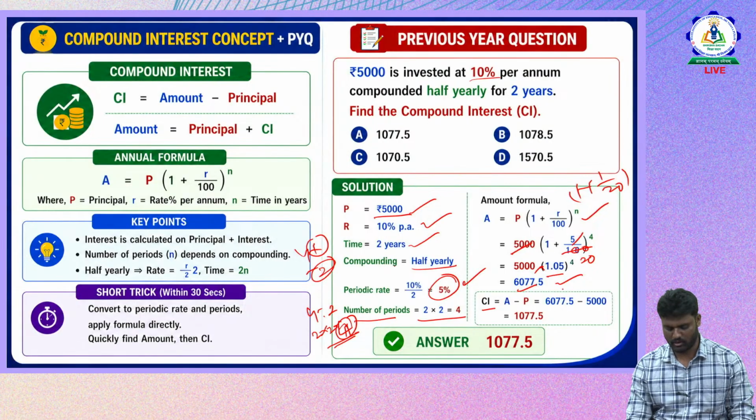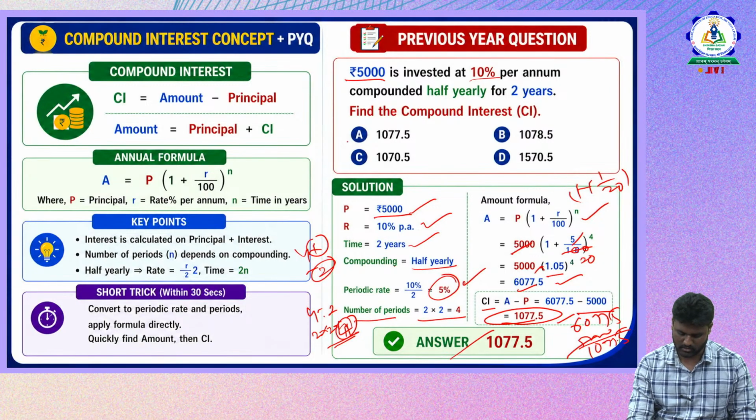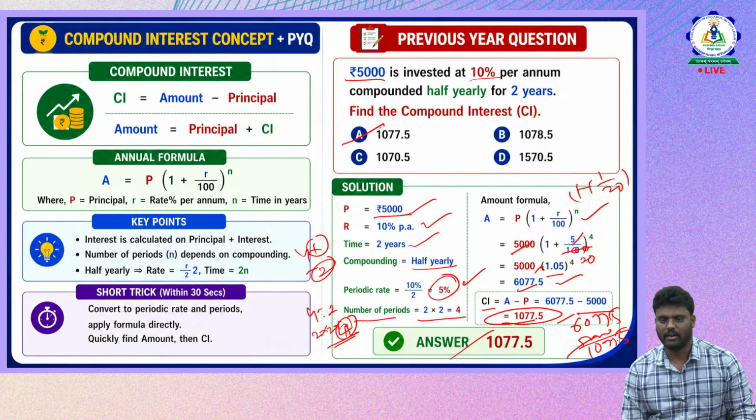6077.5. What is the principal amount they are given here? 5,000 they have given. So when you subtract the principal from the amount, we get 1077.5. Okay, 6077.5 minus 5,000, we get 1077.5. So let us see the options. Which option is correct? Option A, 1077.5 is the correct answer.